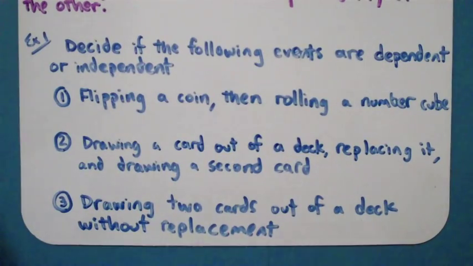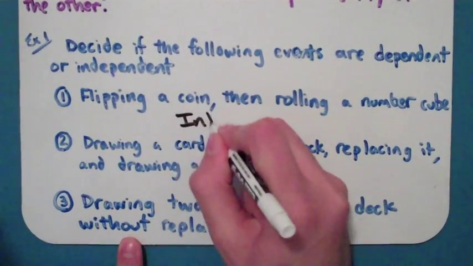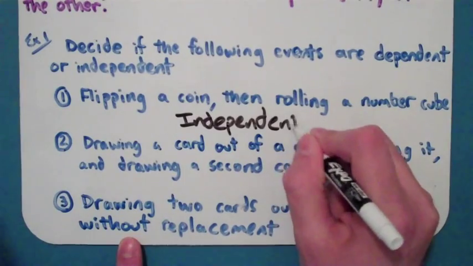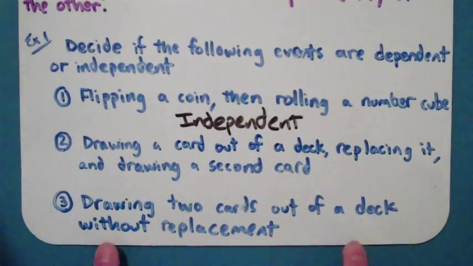First thing we're going to do for number one is flip a coin, and then we're going to roll a number cube, which is just a fancy way of saying rolling a die. Now, whatever happens on the coin is not going to have any sort of impact whatsoever on what happens on the die. So we would say these two events are independent. The coin does not affect the number cube at all. They're totally separate events going on.